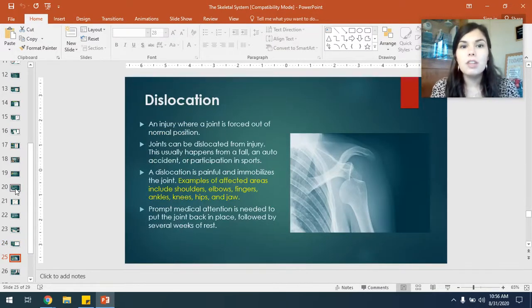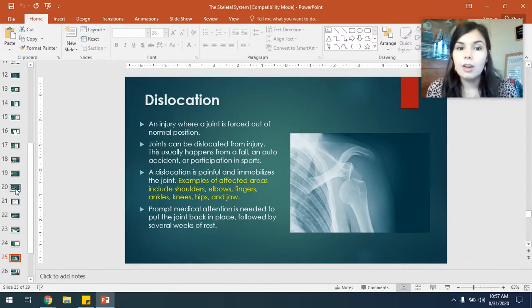Next, we have dislocations, and dislocations are just injuries where your joint is forced out of a normal position. So it's not a complete break or anything like that, but it just means that the joint is not connected where it's supposed to be. And this can usually be caused by falls or sometimes auto accidents, like a car accident, or commonly participation in certain sports. A dislocation is very painful, and it immobilizes the joint because it's unable to move in its normal range of motion like it was before.